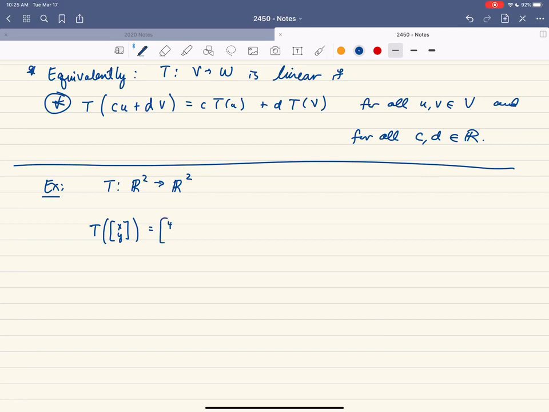T of (x, y) is going to be (4x plus 3y, x minus 2y). So that's how we're going to define a map from R2 to R2. Notice that our input is a vector in R2 because we have an x and a y. And our output also is a vector in R2 because there are two components: a first component and a second component. So this is going to be a map that takes R2 to R2.